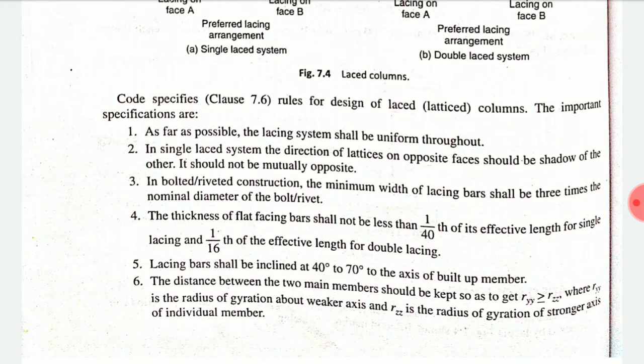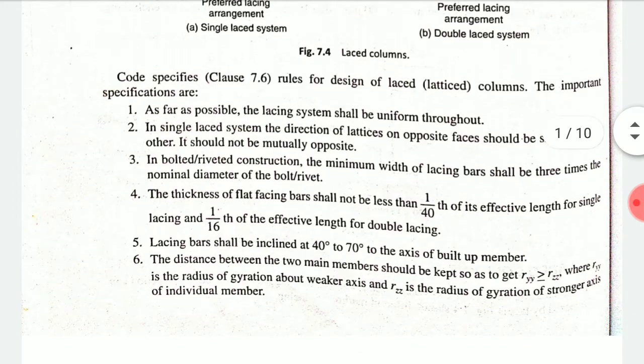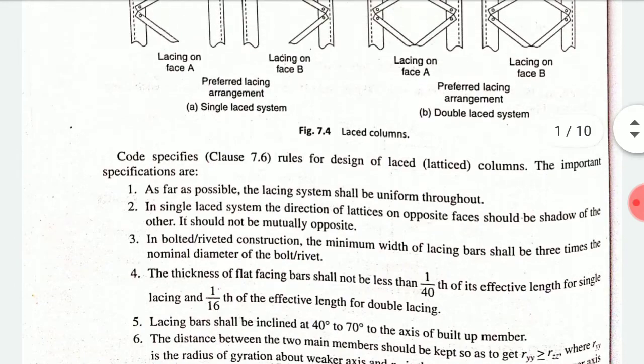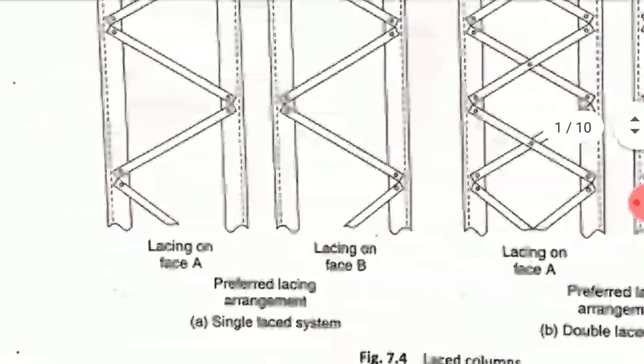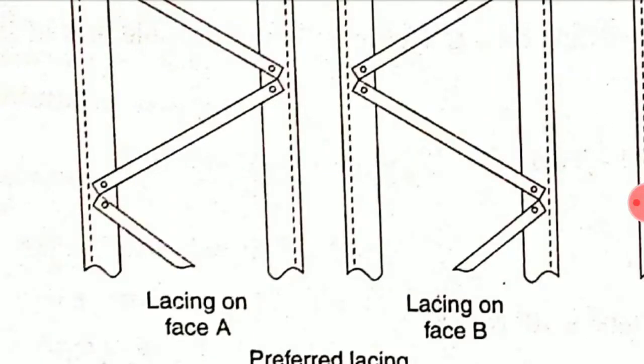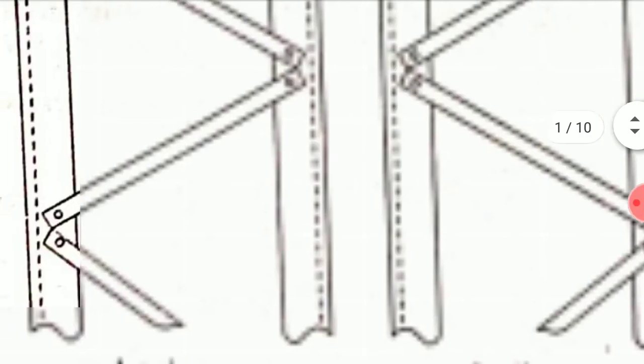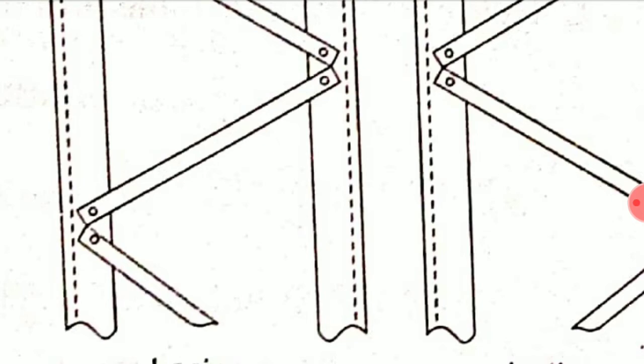That means if you provide a lacing on face A, on face B the lacing shall be the shadow of this, so it should not be mutually opposite. Next one, in bolted and riveted construction the minimum width of lacing bars shall be 3 times the nominal diameter of the bolt. For the width of the lacing they are specifying the criteria, and that shall be 3 times the diameter of the bolt we use to connect the lacing to the main member.